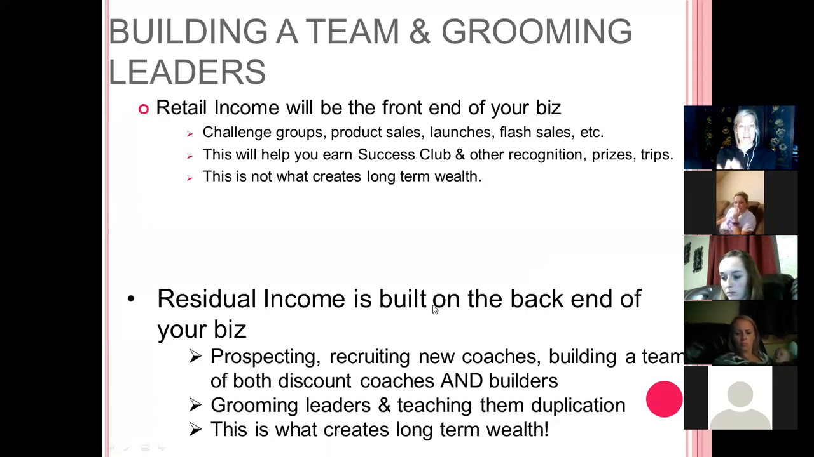That's the residual income. That's the long-term wealth where you're not constantly hustling and grinding and burning out in your business to fill your challenge group, to just hit Success Club, to just get a paycheck, right? Because now you have a team of people doing the same thing, which is generating that team volume and helping you and your team, all of us, team cycle more, right? You cycle more, you get paid more.